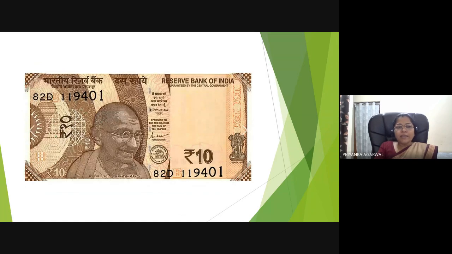So tell me whether this money is a negotiable instrument. On money, you will have seen written, "I promise to pay the bearer the sum of rupees this." So what do you think? Is money a promissory note, a negotiable instrument?